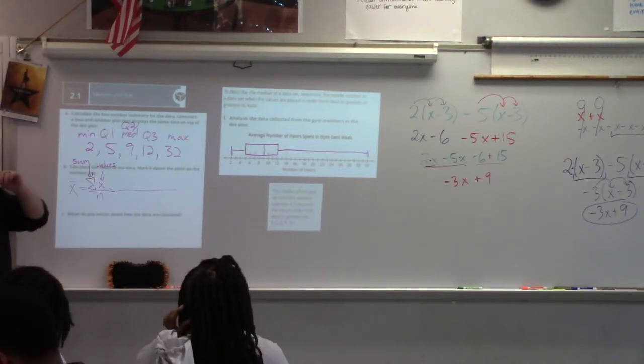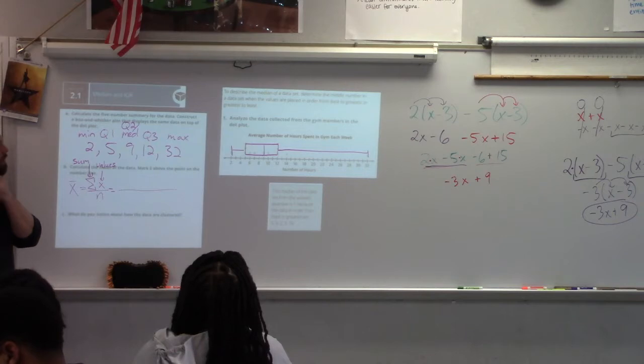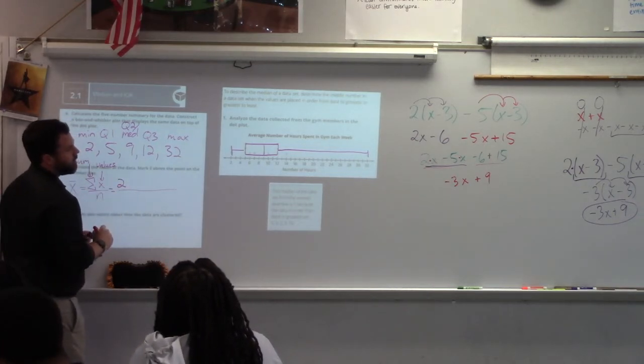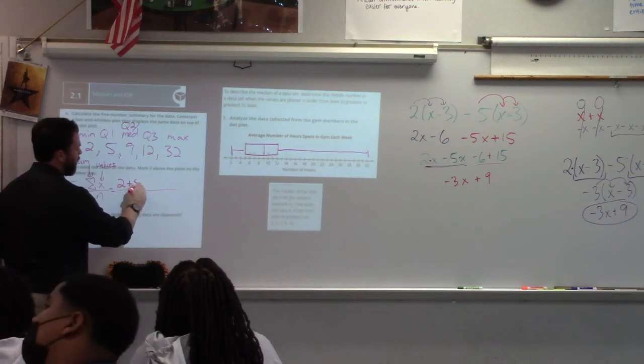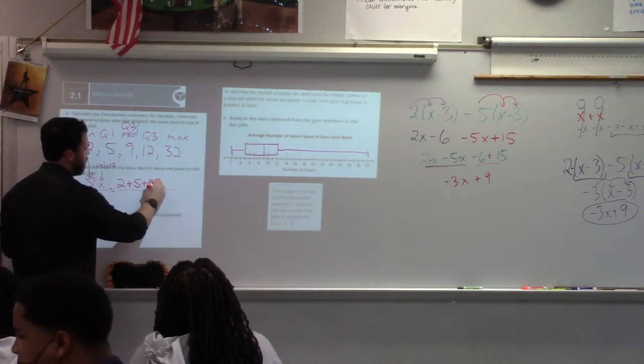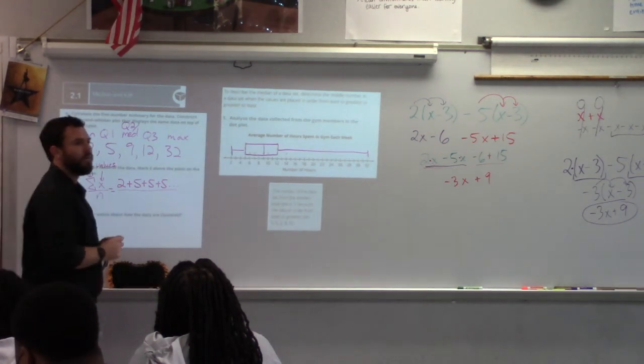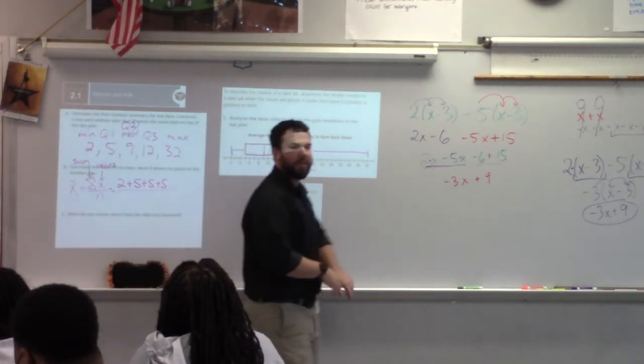So what's the first value that we're going to be summing together? 2. How many 2's do we have? Just 1. What's the next value? 5. Okay, but how many times am I going to put 5 on here? 3. Keep it going. Find the average of your data set. Find the mean of that data set.